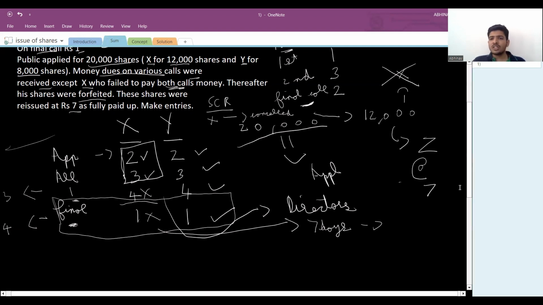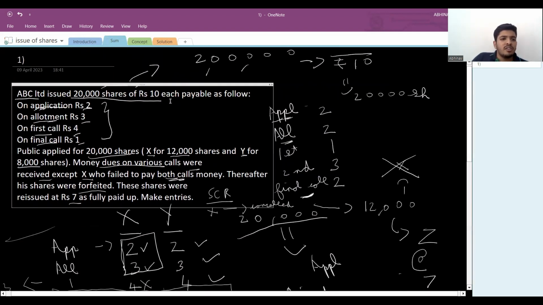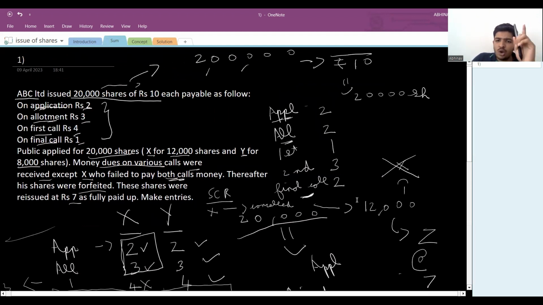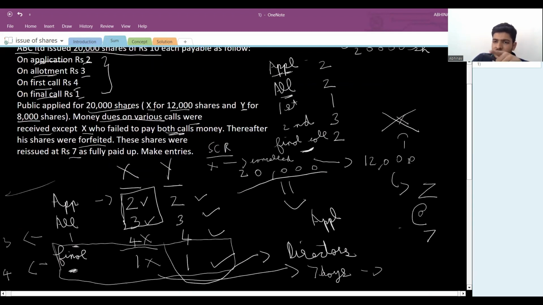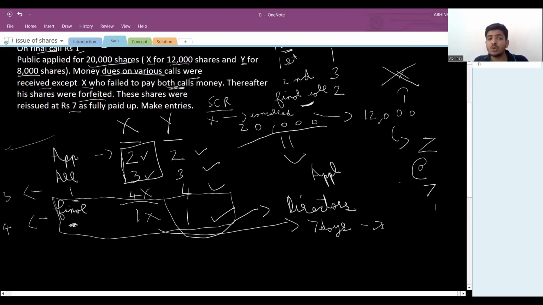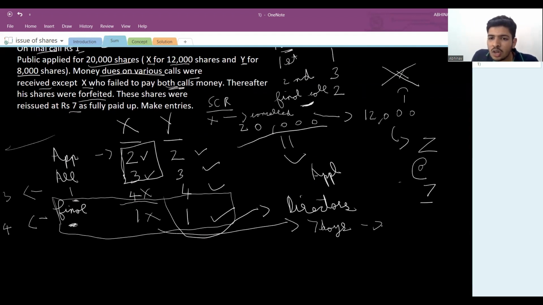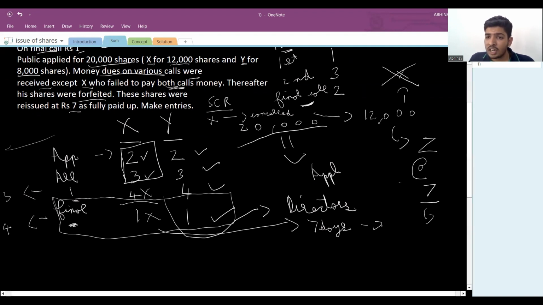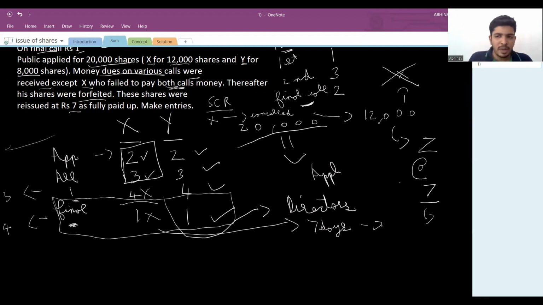Now, another question I get here is, in the beginning, I told ABC Limited issued 20,000 shares at rupees 10 each. Okay, you cancelled 12,000 shares of X because he didn't pay installment. But now instead of issuing at rupees 10, you're issuing the shares at rupees 7 each. Why? Now wait, to understand this, you need to understand the concept and the sums that I do. Right now, all I'll say is wait. Wait till the end of this lecture. I'm not telling you the reason of why it's issued at 7 and not 10. I know this is the doubt you have in mind, but be patient with the doubt.